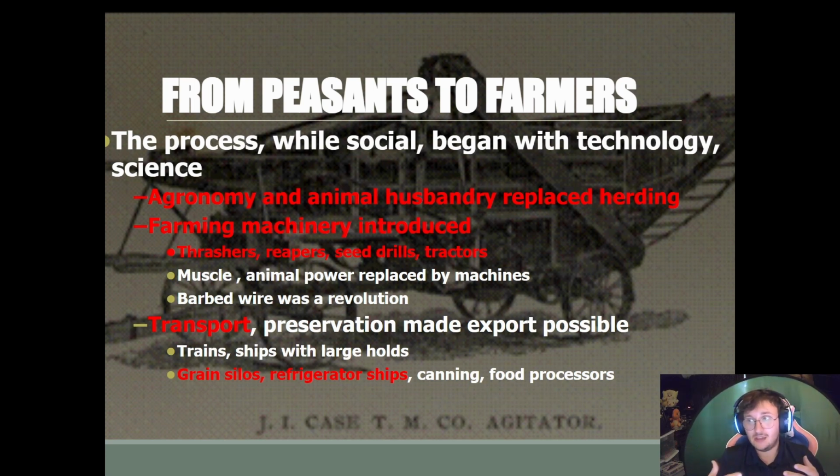Transport and preservation processes made export possible. Trains, ships with large holds, grain silos, refrigerator ships, canning and food processors make it possible. Now I can take my corn that I grow in England and sell it in India, and it'll be just as fresh as when I canned it in England. Or I can refrigerate food so it lasts longer.